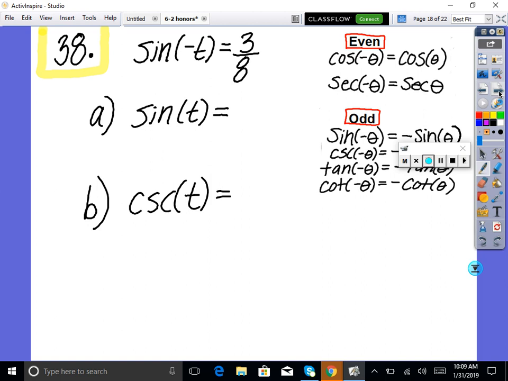All right. So now we're going to use that idea to simplify some very quickly here. This is like on your homework. This is 38, so this one's an even. It says if sine of negative t was 3 over 8, then what must sine of positive t have been? Negative 3/8.